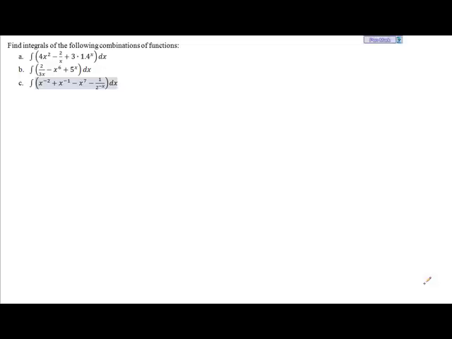Here we're just taking a look at combinations of functions, and we're basically going to think about each one of these as separate integrals. So in letter A, you don't really have to do this, but I will go ahead and write the integration term by term. That way I can split this up into smaller, more manageable problems, and I'm going to factor out any constants where applicable.